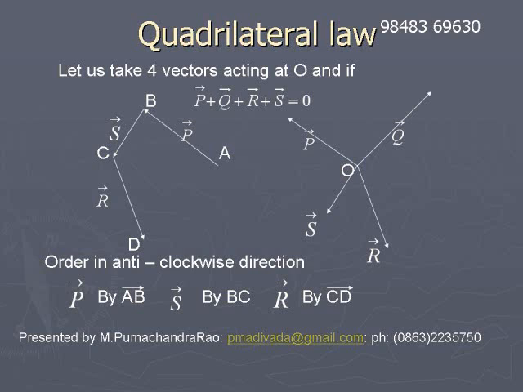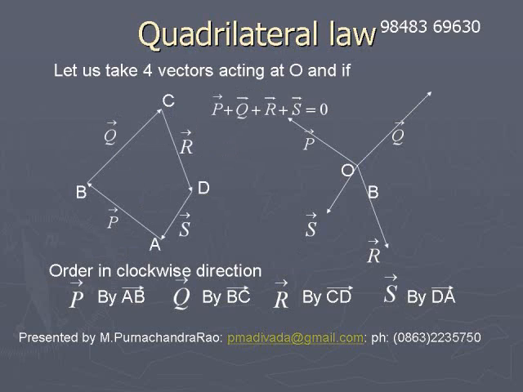Here the order is anti-clockwise direction. P bar is represented by AB bar, S bar by BC bar, R bar by CD bar and Q bar by DA bar. So this is how we construct the polygon law in anti-clockwise direction.